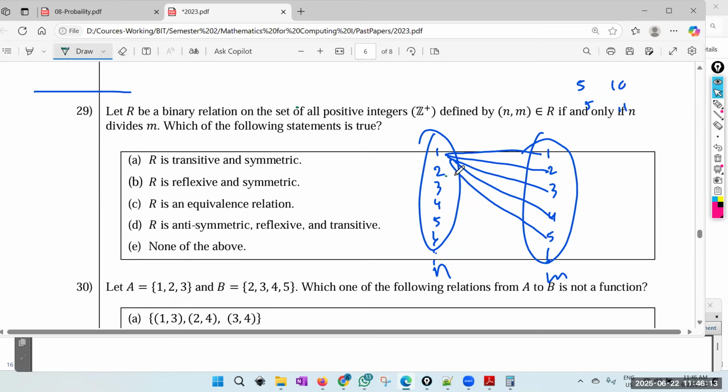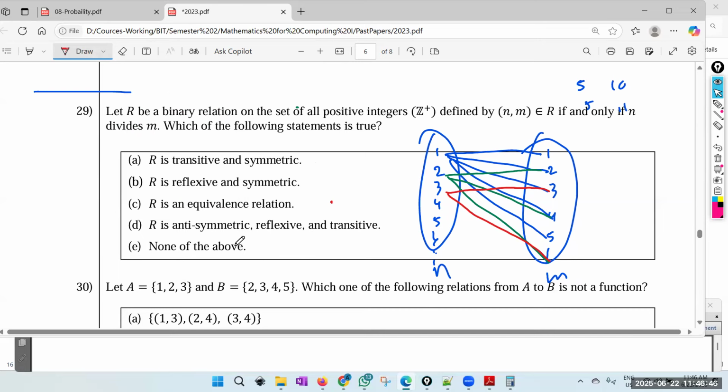Right, 2 divides 2. 2 divides 4. 2 divides 6 and so on. So then 3 divides 3 and 3 divides 6 and so on. Okay. Now let's read the question and see if at least we can find some answers so that we can collect some marks. So definitely 1 is mapped to 1, 2 is mapped to 2, 3 is mapped to 3, 4 is mapped to 4 because it divides itself.